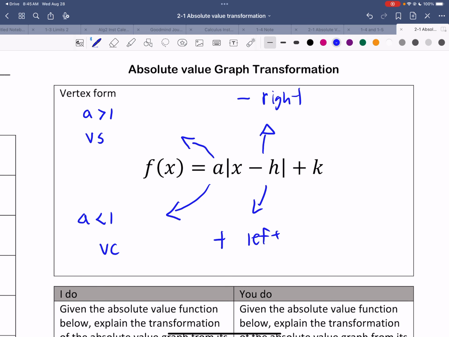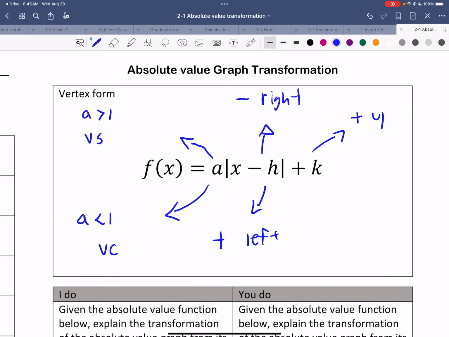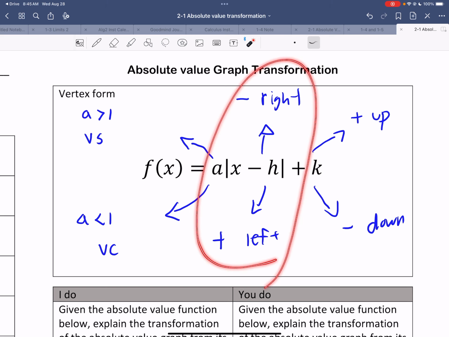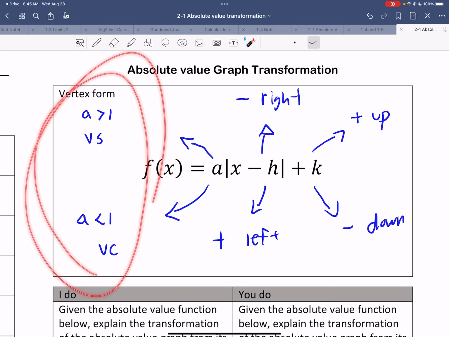Not in this video. The sign is just up and down. If it's plus, we call it up. If it is minus, we call it down. The only thing that is going to be weird is this one, but it's not very difficult to memorize. The hardest part is going to be, in fact, this one.